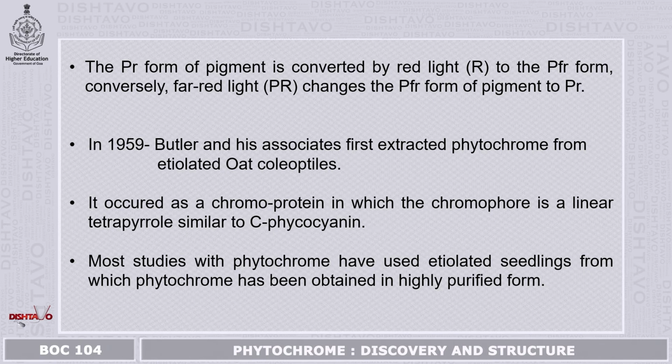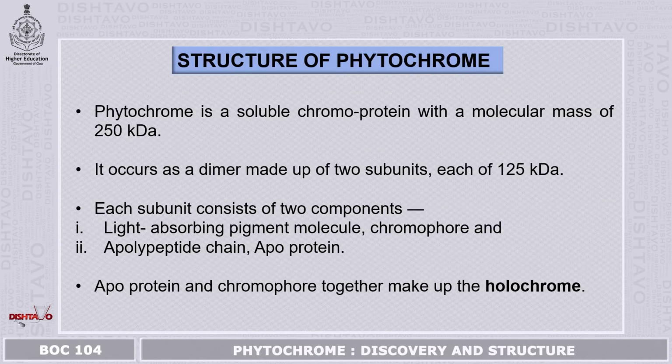In 1959, Butler and his associates first extracted phytochrome from the etiolated oat coleoptiles. Now these are seeds which respond or which germinate in darkness. It occurred as a chromoprotein in which the chromophore is a linear tetrapyrrole similar to C-phycocyanin. Most studies with phytochrome have used etiolated seedlings from which phytochrome has been obtained in highly purified form.